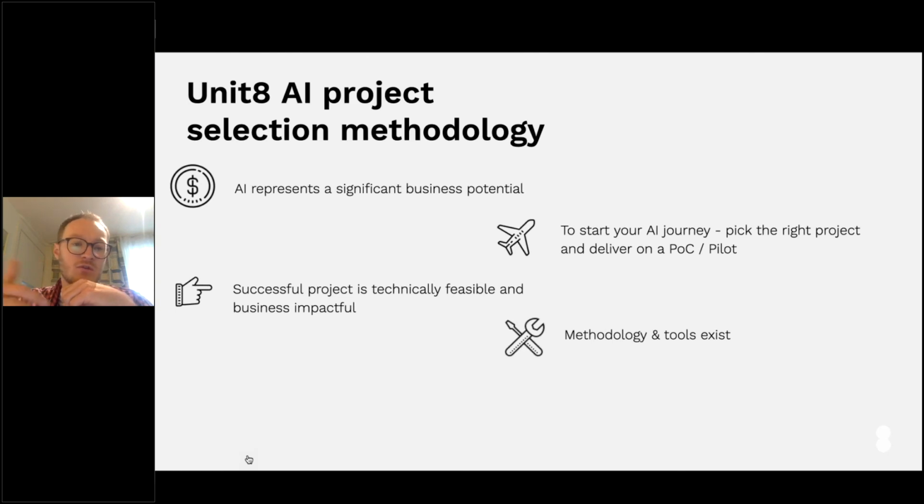I've shown you the methodology that we're using at Unit8, but there's more. There's probably more existing. The right tools and the right methodologies already exist, so make sure that you leverage them. Take a look at some of the lessons learned and best practices developed by others when you're doing your selection process.